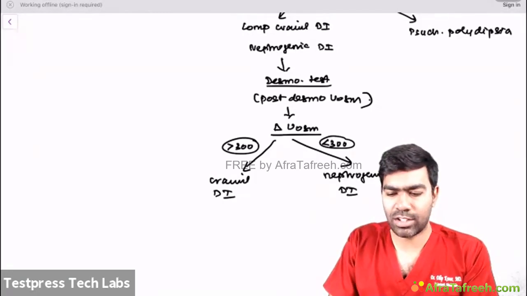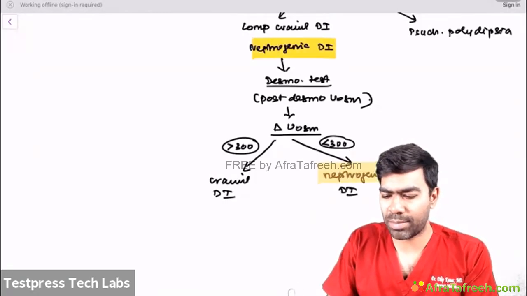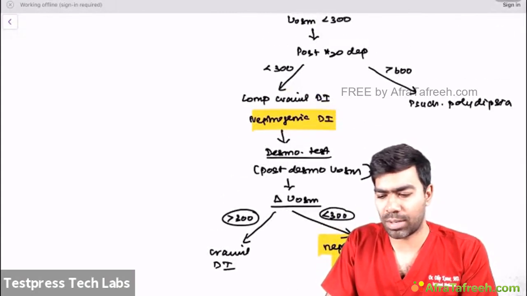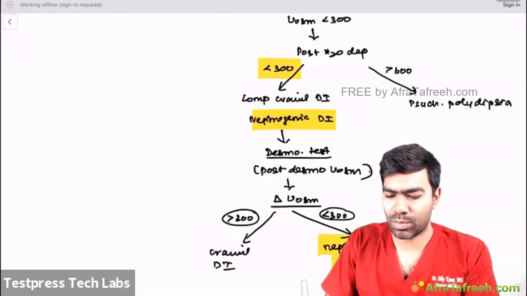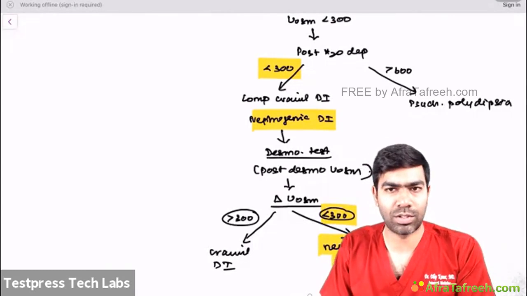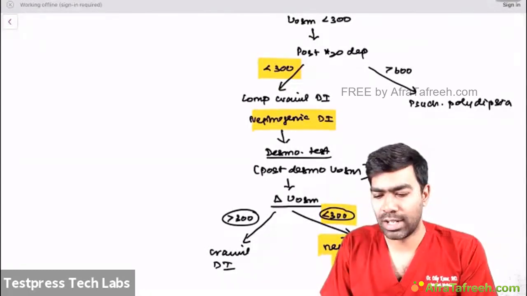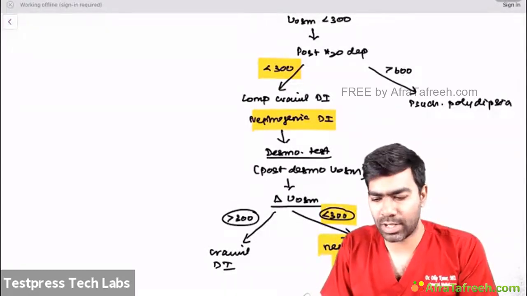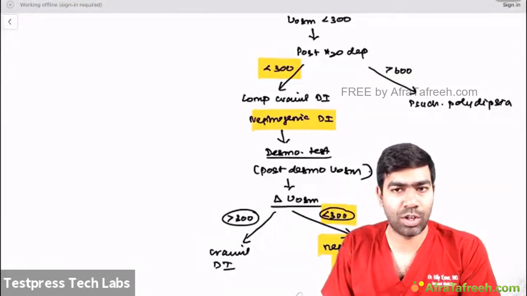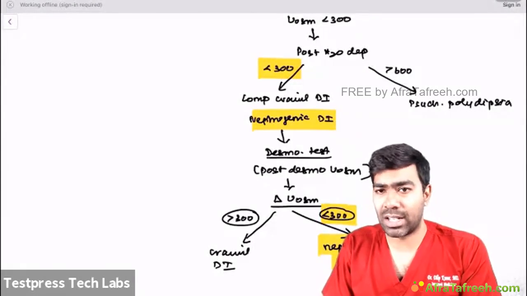The idea here is that in the setting of nephrogenic diabetes insipidus, no matter what you do, whether it's partial or complete, you cannot tell. The urine osmolality will always remain less than 300. That's the take-home point here. Only cranial will produce urine osmolality of more than 300, irrespective of whether you do a water deprivation test or a desmopressin test. Doesn't matter. In nephrogenic diabetes insipidus, your urine osmolality will be less than 300 only.